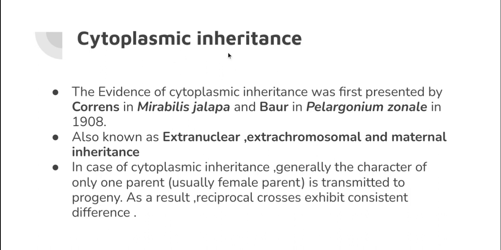But in the case of cytoplasmic inheritance, what happens? If the female parent has a character A, then only the female parent's character is inherited in the offspring. We are going to learn it in a bit. So the sentence means that in cytoplasmic inheritance, the character of only one parent, usually the female parent, is transmitted to the progeny. If we do the reciprocal cross for such an offspring showing cytoplasmic inheritance, then there would be a difference in the ratio from what we get in Mendelian inheritance.